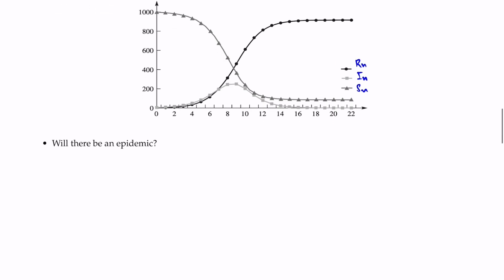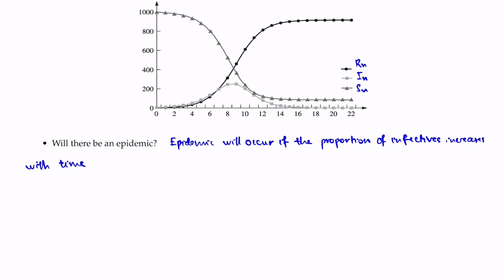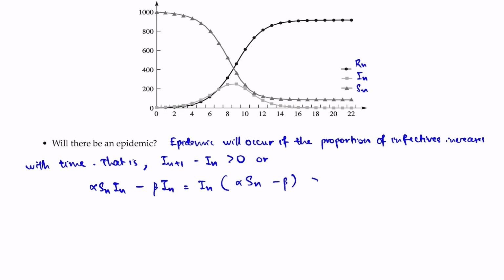An epidemic will occur if the proportion of infectives increases with time. That is, I sub n plus 1 minus I sub n greater than 0. So you want this difference equation to be positive, or alpha times S sub n times I sub n minus beta times I sub n, which equals I sub n times alpha times S sub n minus beta, to be a positive number.